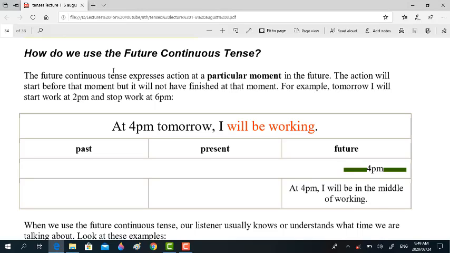The future continuous tense expresses action at a particular moment in the future. It shows an action in progress at a specific moment in the future. The action will start before that moment, but it will not have finished at that moment. For example, tomorrow I'll start work at 2 p.m. and stop work at 6 p.m. At 4 p.m. tomorrow I'll be working. At 4 p.m. I'll be in the middle of working, right?